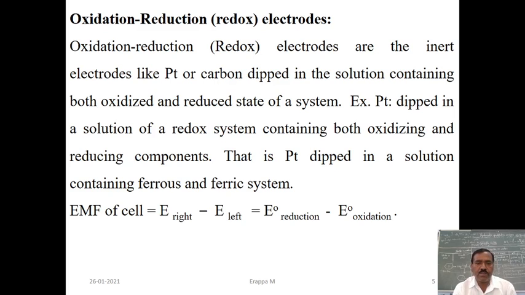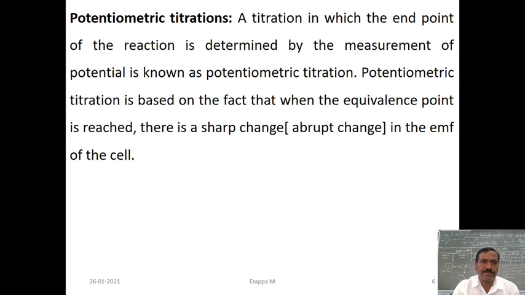EMF of the cell is equal to E of right minus E of left. So that is E of reduction minus E of oxidation.